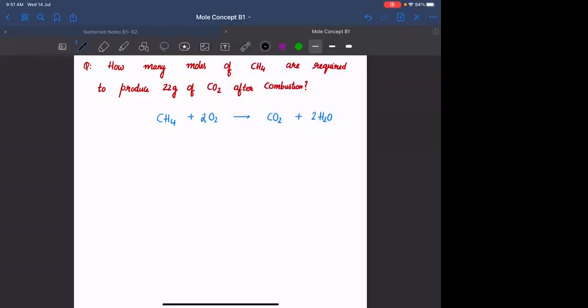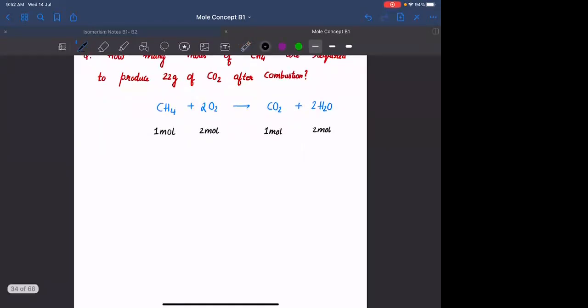How many moles of CH4 are required to produce 22 grams of CO2 after combustion? From stoichiometry, 1 mole CH4 reacting with 2 mole O2 to form 1 mole CO2 and 2 mole H2O. यहाँ पे देखना, they are asking about moles of CH4 and they are talking about mass of CO2. Okay. So you can do the analysis in this way.